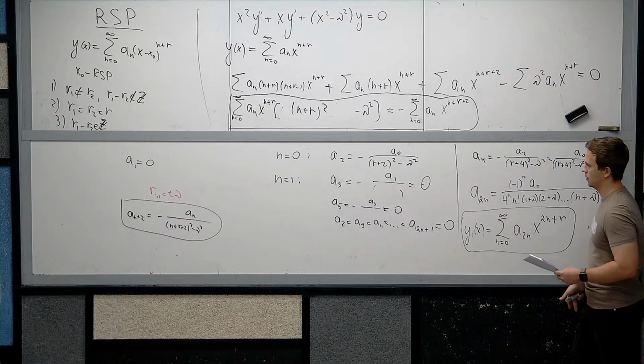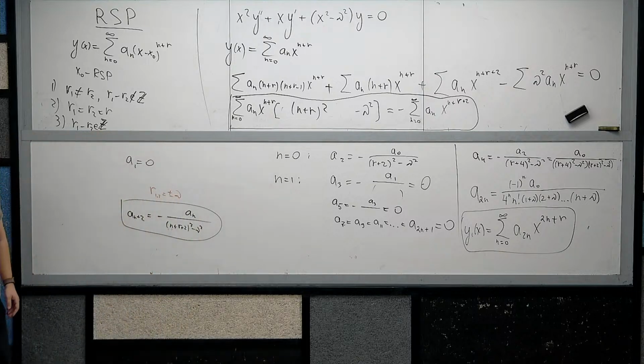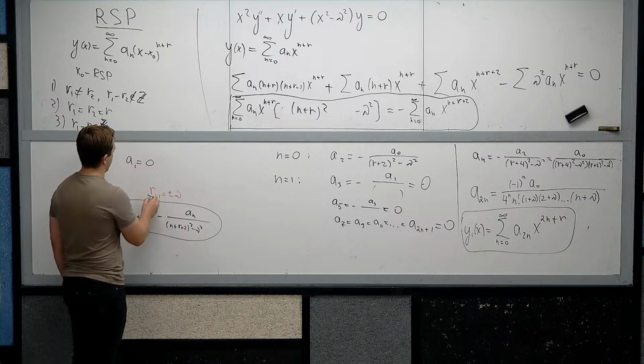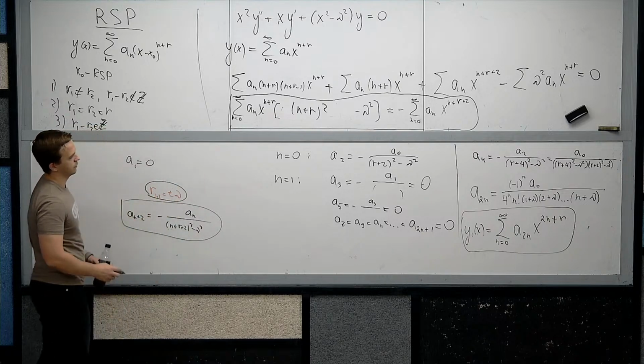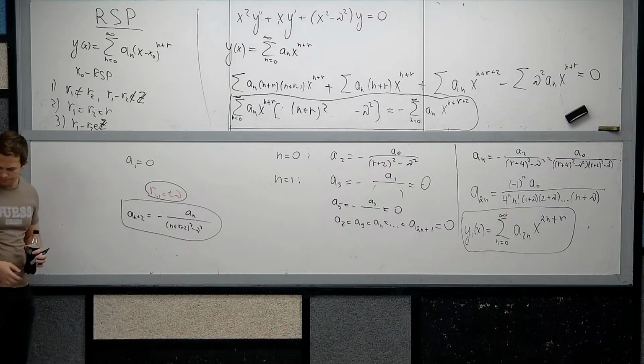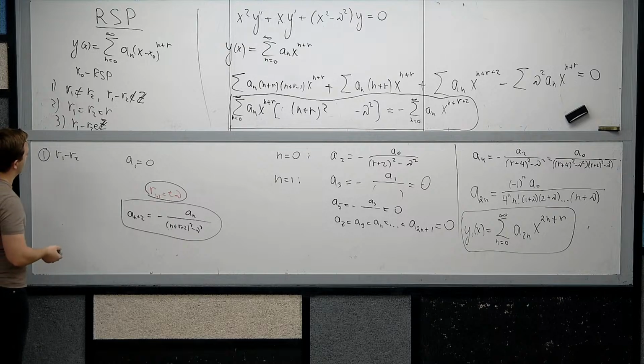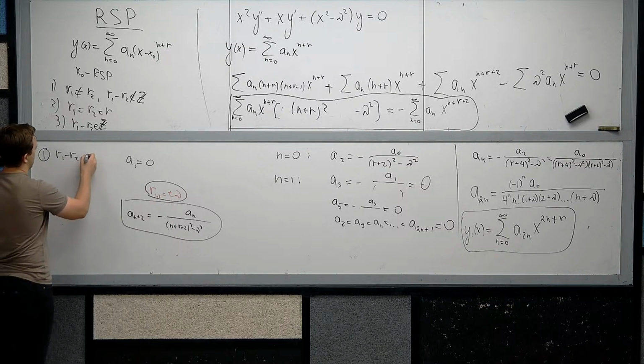And from that moment, the magic happened. When we found these two values of r, we need to look at them and decide which case we deal with. As I told you, the first case is when r1 minus r2 is not an integer.